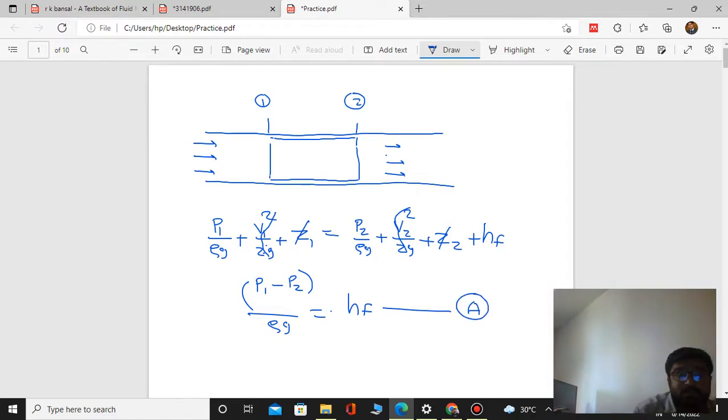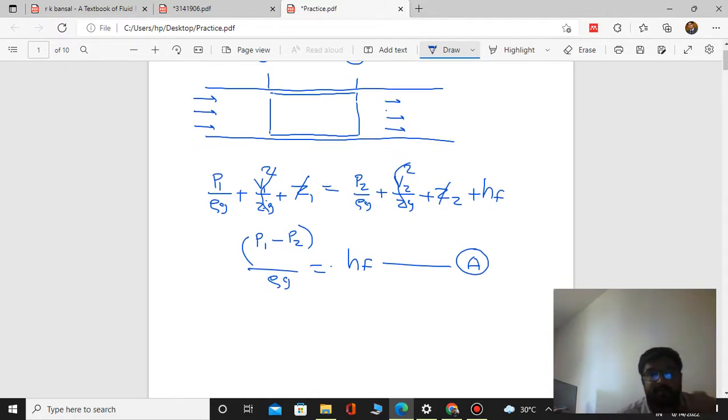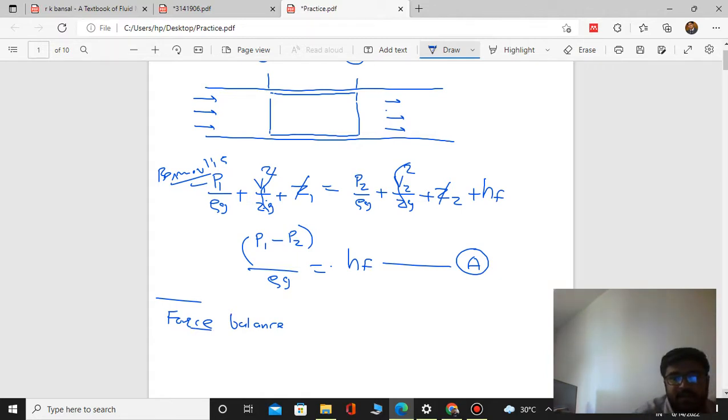Now after that, initially we have applied Bernoulli's equation. Here we have applied Bernoulli's equation. So now we will apply force balance. So for these two equations you will have to use force balance. So which are the forces that are applicable here? Now here we can see that here we have pressure P1.